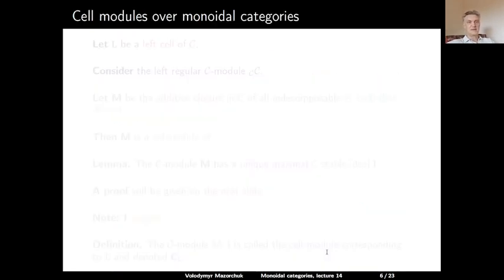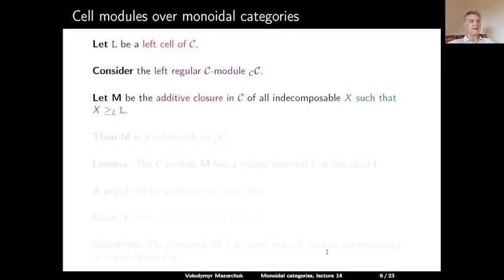Now let us define cell modules over monoidal categories. Let L be a left cell of C. Consider the left regular C module C. Let M be the additive closure in C of all indecomposable objects which are left greater than or equal to our fixed left cell L. Then M is clearly a submodule of the left regular C module.